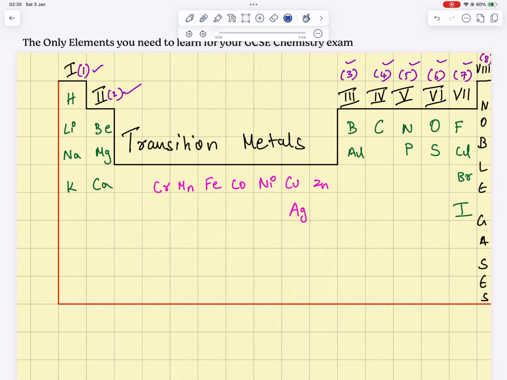Let's understand the periodic table in a simple and exam-friendly way. This is aimed at foundation, higher tier, combined science, triple science, does not matter. This is for anyone who's taking the GCSE Chemistry exam.